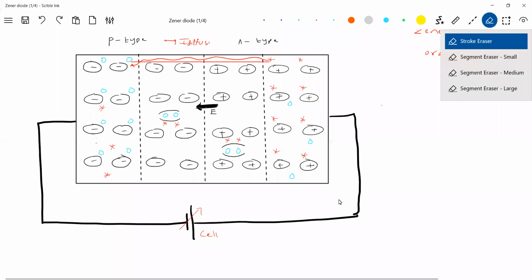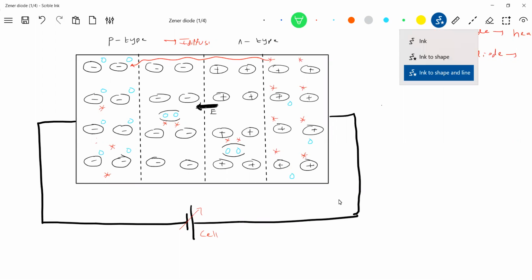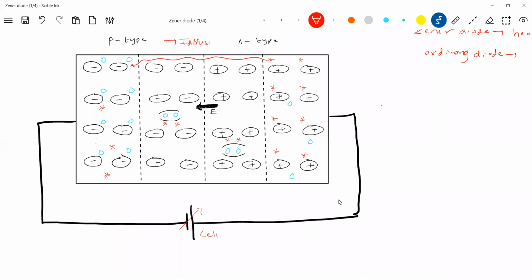Now let's come to the minority carrier. There's a hole minority carrier. Because of thermal agitation, by chance, if it comes here, the depletion layer will push it towards the P-type. Similarly, if an electron by chance enters the depletion layer, it will be pushed towards the right. So how do they move?